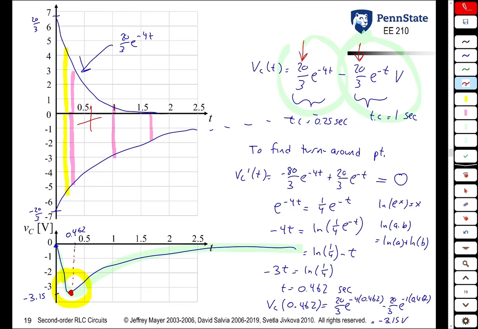The other point to make is that how long it takes for the response to decay to 0 is going to depend on the two individual time constants. Notice the individual time constants were 0.25 seconds and 1 second. This is the longer of the two, so it's going to be the dominant time constant. So it's going to take 5 seconds to decay to 0.